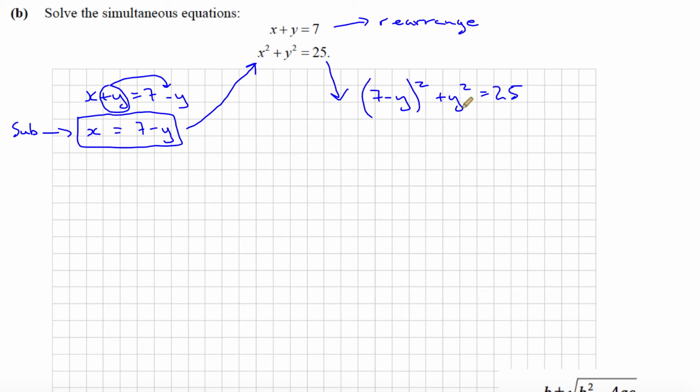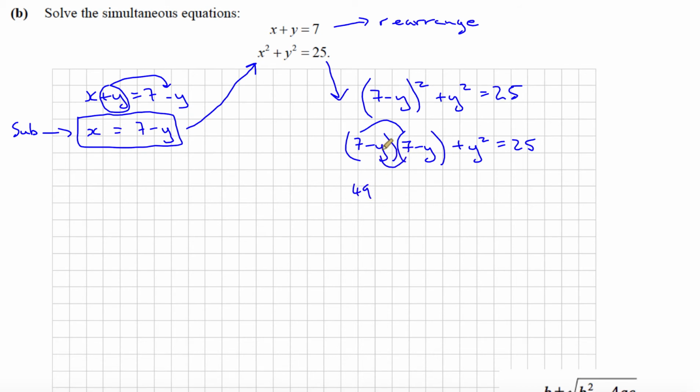Now, be careful here. 7 minus y is all squared. Now what that means is that it's 7 minus y multiplied by itself. That's what squaring is. So when you write that out, you realize that it's the expansion of, or the multiplication of, two brackets. Some people just square the 7 and square the minus y, and that only gives them part of the answer, as you'll see here. 7 by the 7, or 7 squared, is 49.